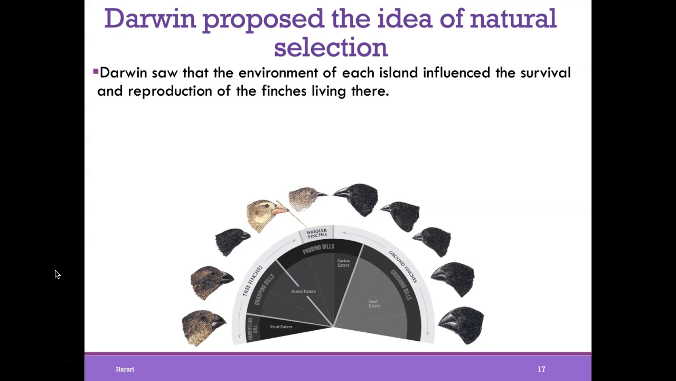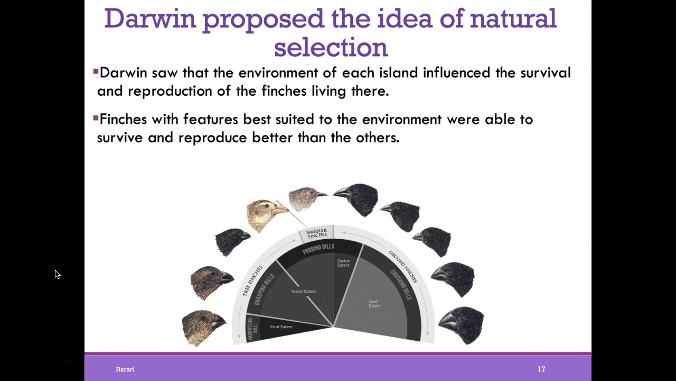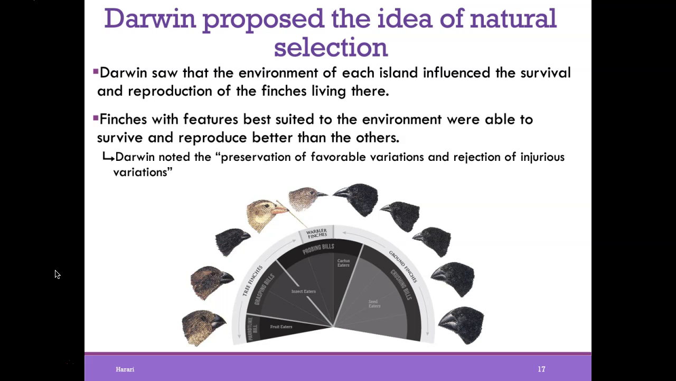So from Darwin's voyage, he saw that the environment of each island influenced the survival and reproduction of the finches living there. Right? So finches with features best suited to a certain island's environment were able to survive and reproduce better than others. So Darwin notes, quote, "the preservation of favorable variations and the rejection of injurious variations."